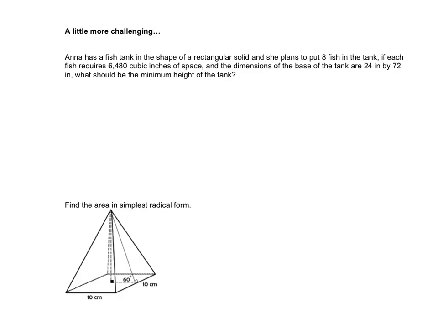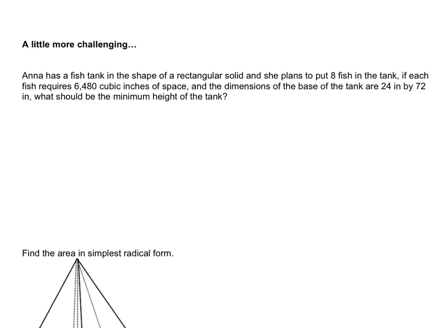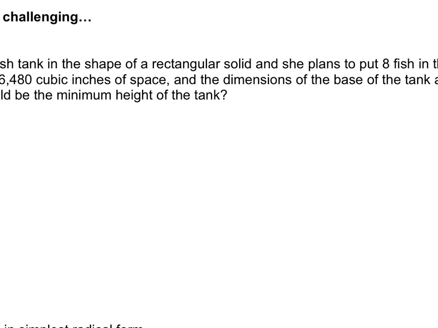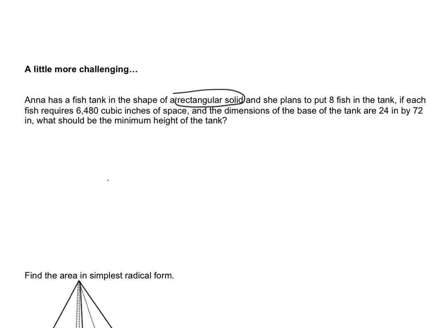These questions are a little more challenging. In this question, we're dealing with a student named Anna, and she has a fish tank in the shape of a rectangular solid. That seems important, so we're going to circle or underline the word rectangular solid. She plans to put 8 fish in the tank.